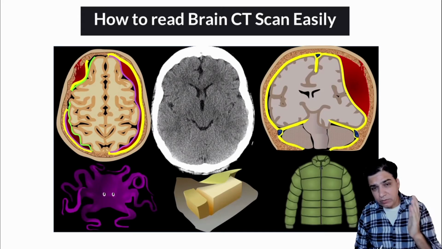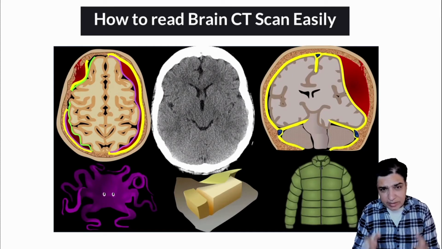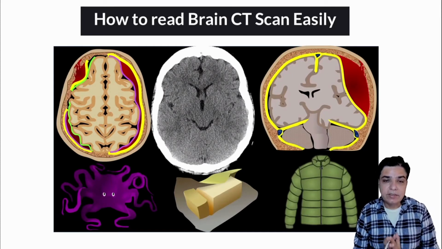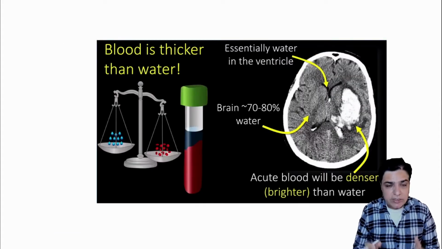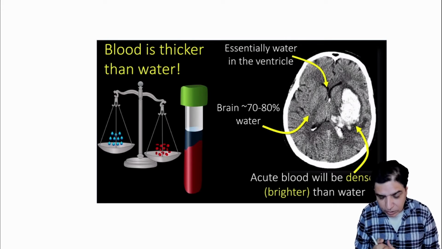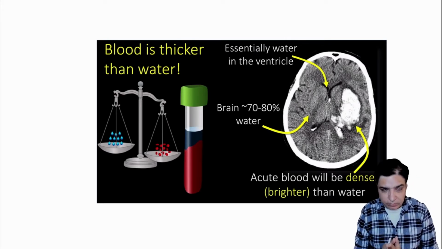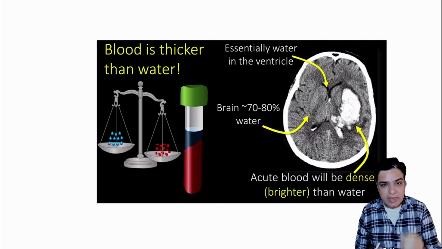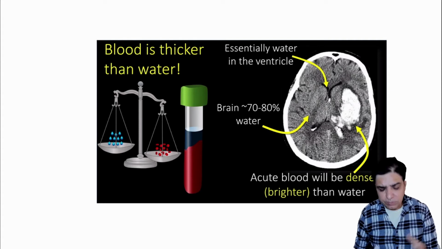So without further wasting our time, let's jump into it and talk about how we can very simply and easily read the CT of the brain. Remember, CT of the brain is considered to be the bread and butter of neuroradiology. And it's also very important for physicians to be able to at least pick some of the common conditions on the CT of the brain.